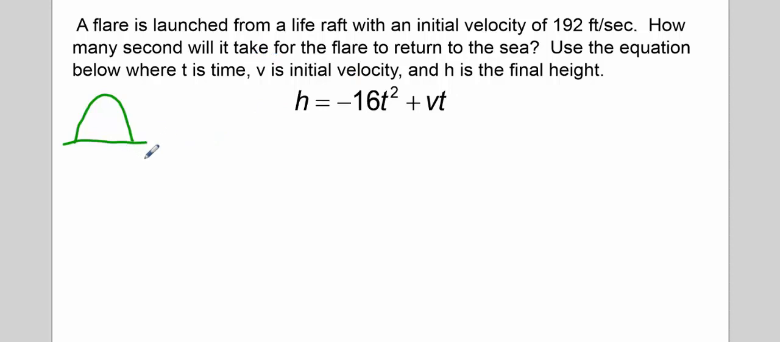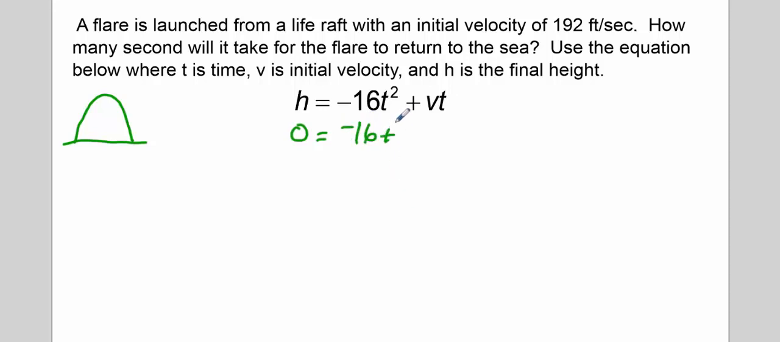Now the thing about this is we have to be given an equation to solve this because you aren't expected to know that. So here's the equation we're going to use. And in this equation, t talks about the time, v is the initial velocity, which we can see is right here, and h is the final height that they're measuring. So if this comes back down and hits the ocean, that height is 0. We have negative 16, that's just part of the problem.